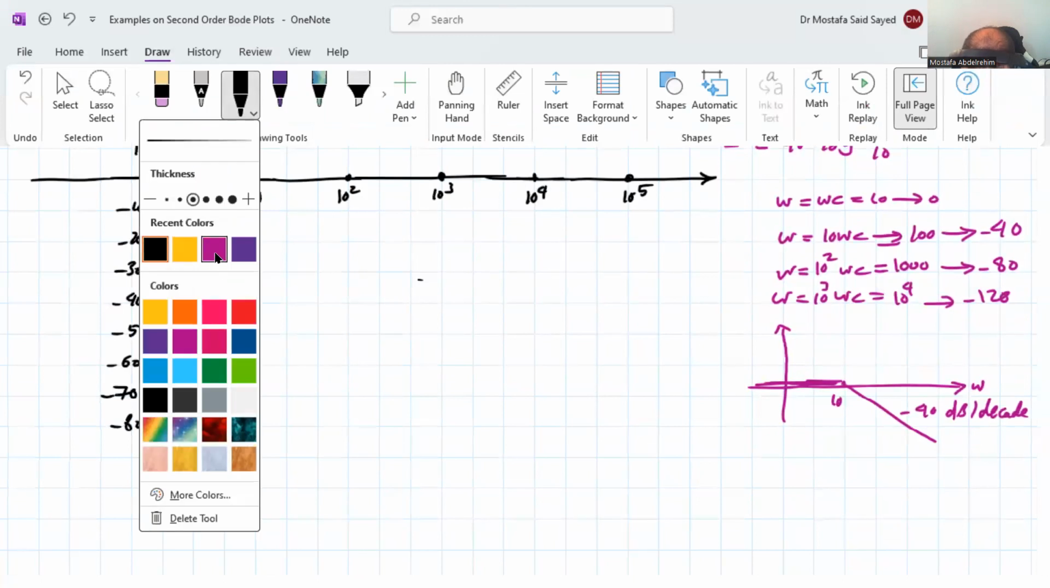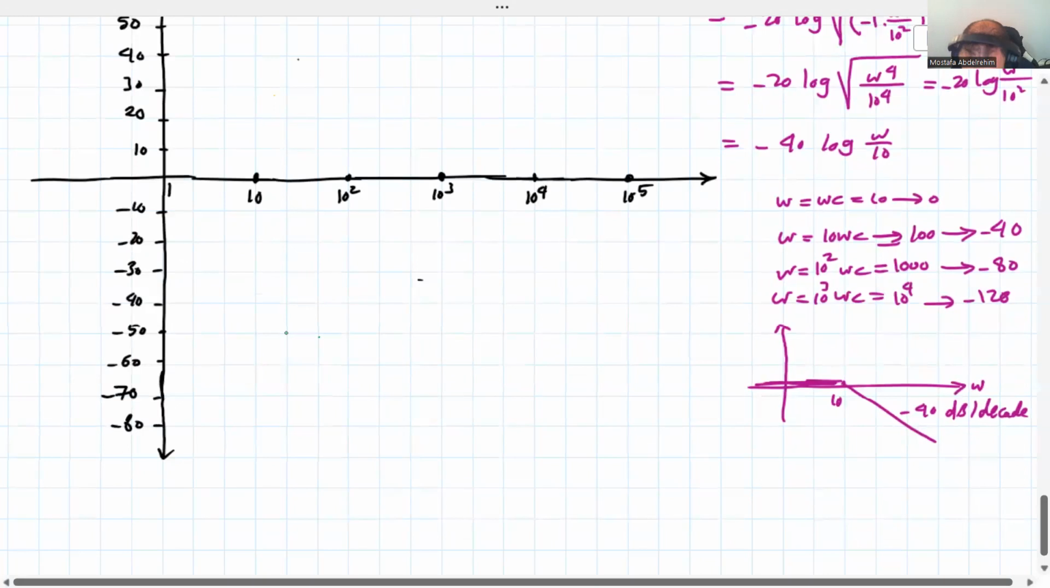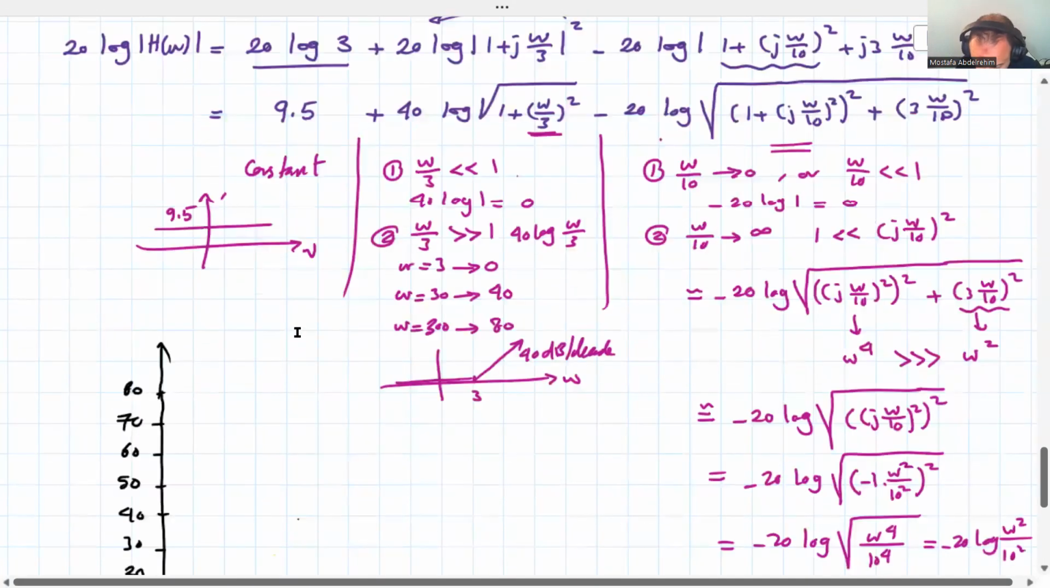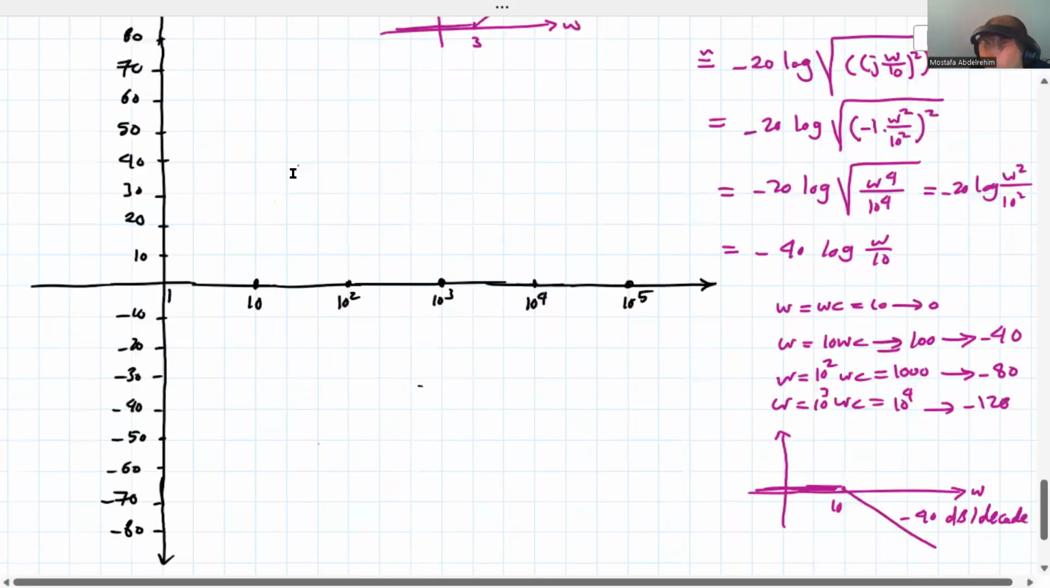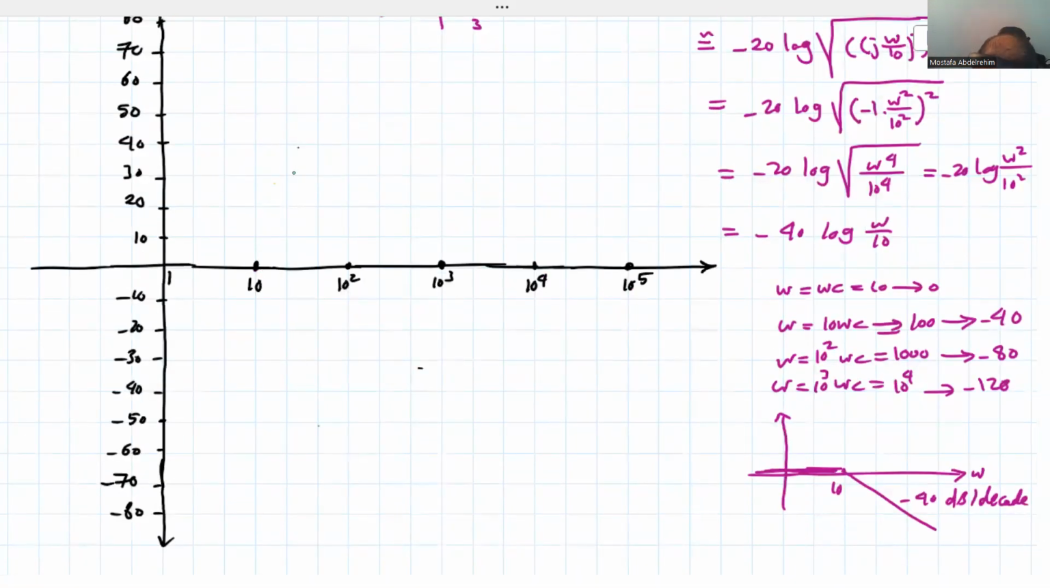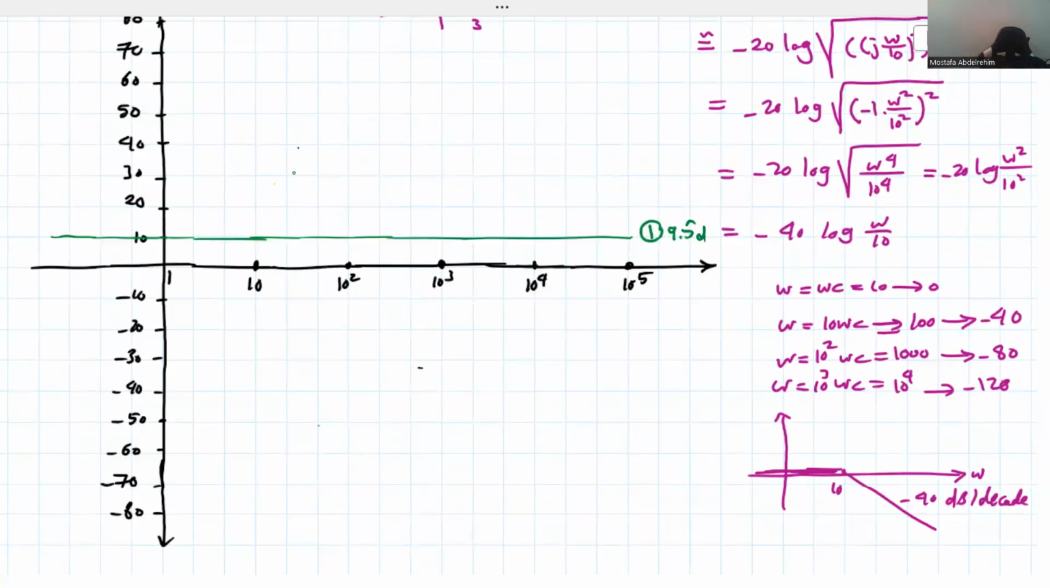Okay, the green. Let's have the green: 9.5 decibels. That's a constant line from minus infinity to infinity. So it's approximately 10. Because it's an approximation anyway, I'm going to make it 10 because it's easier, since we have a line drawn already. So that's number one, the 9.5.